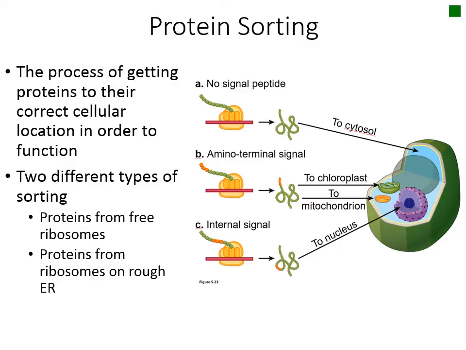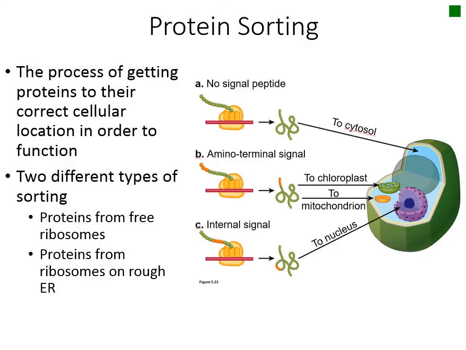In order for these different organelles to work properly, translated proteins must get to their proper cellular location. The process of getting proteins to where they need to be to function is called protein sorting. There are two different types of protein sorting depending on if the proteins are being produced from free ribosomes in the cytoplasm or from ribosomes attached to the rough endoplasmic reticulum.